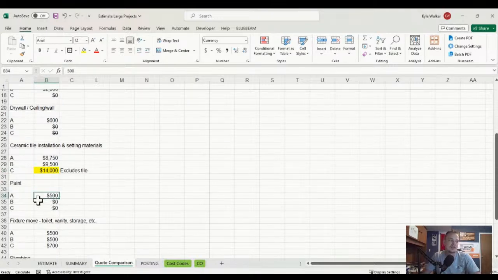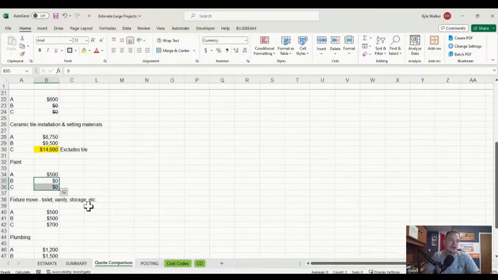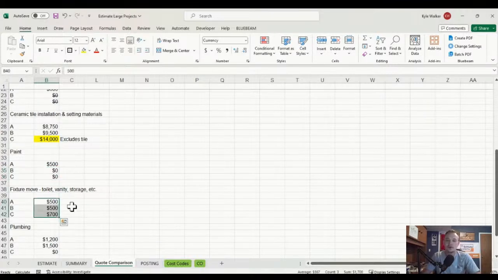Down into paint, contractor A was the only one. The other two did not offer that. We all offered fixture moves. We know that the toilet has to come up to get tile under it. We know that we may have to move the vanity or remove the vanity and replace it once everything's done. In this quote, it looks like contractor A and B were pretty square. Contractor C maybe has refastening the vanity at a higher level or replacing some cove base or something. Again, these two don't raise any eyebrows because they're the same. This one raises an eyebrow again.